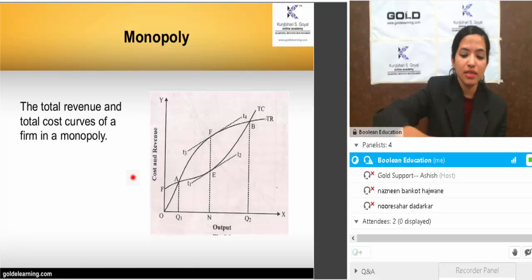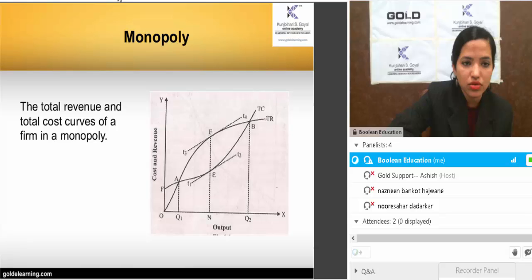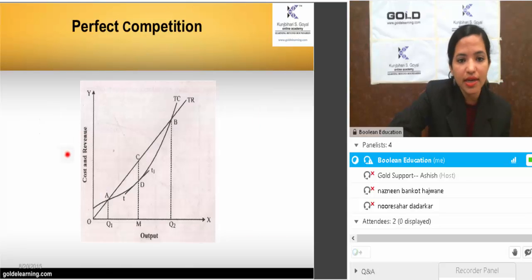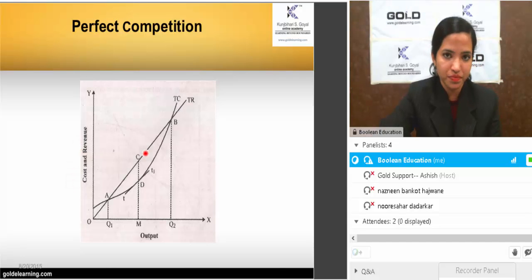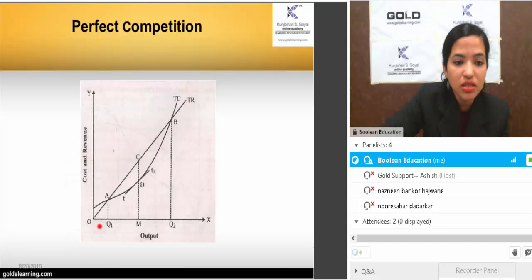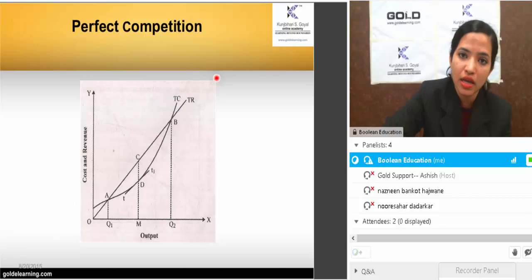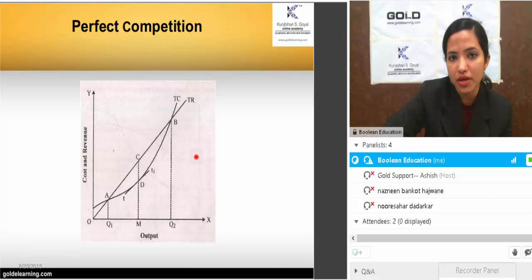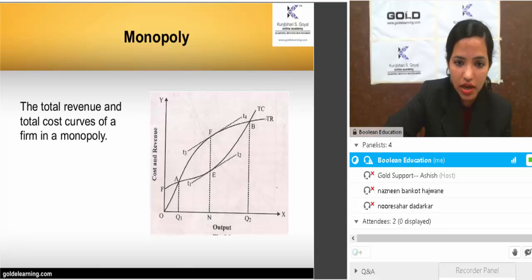Now, the earlier diagram, go a little behind. The earlier diagram was for perfect competition, right? Because this TR is a straight line, upward sloping. Straight line means every commodity is being sold at the same price because it's a perfect competition market, right? But what happens in monopoly? In monopoly, you can see every commodity is sold at different prices, right? To sell more commodities, the producer has to sell commodities at a lesser price.